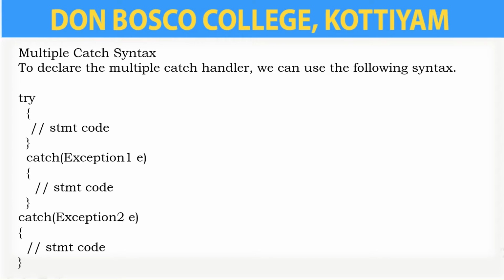Here we have the general syntax of multiple catch statements, and the syntax goes like this. That is, try, within the curly braces we have to write the statements of the try block, and we'll be having multiple catch statements. Catch exception 1, and we have to create the exception 1 object. Inside that we have to write the statements connected with exception 1. Then catch exception 2, and inside the curly braces we have to write the statements of the catch exception 2 statement.